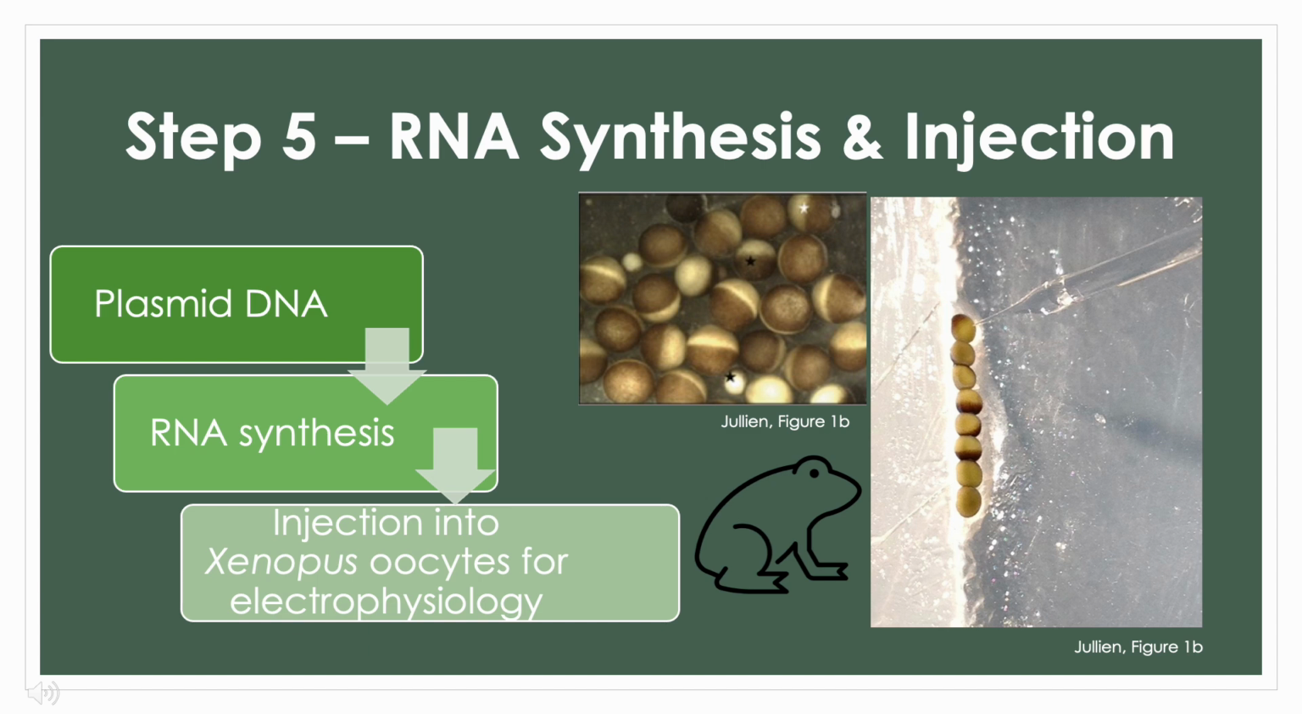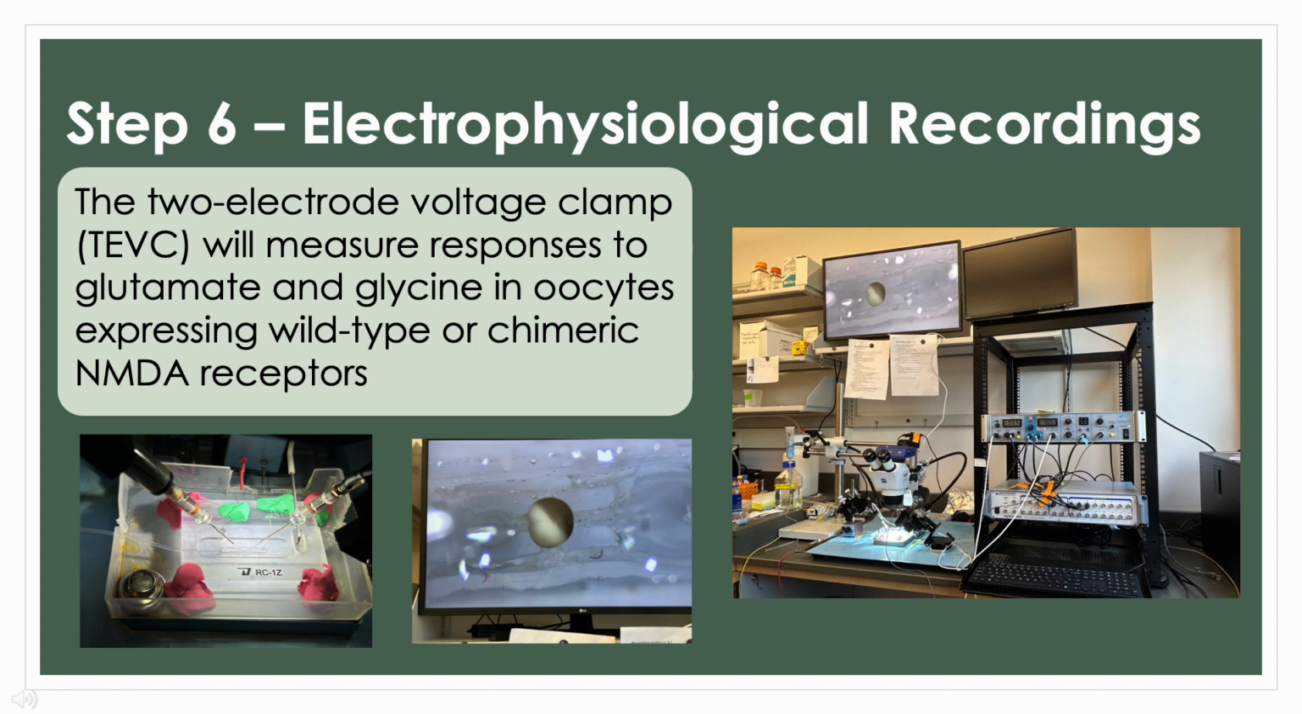Following sequence confirmation, we will synthesize capped RNA transcripts from the recombinant plasmids using in vitro transcription. These RNA molecules will then be injected into individual Xenopus laevis oocytes, allowing the cells to produce functional NMDA receptors for electrophysiological testing. 2 to 3 days after RNA injection, we will perform 2 electrode voltage clamp recordings, a technique that holds the membrane potential constant while measuring ionic currents. By applying glutamate and glycine, we will evaluate receptor function based on current amplitudes, activation and deactivation kinetics, and dose-response characteristics. Comparing wild-type and chimeric receptors will help us determine how specific subunit regions influence NMDA receptor ionotropic signaling.